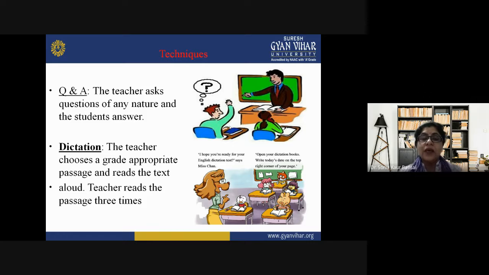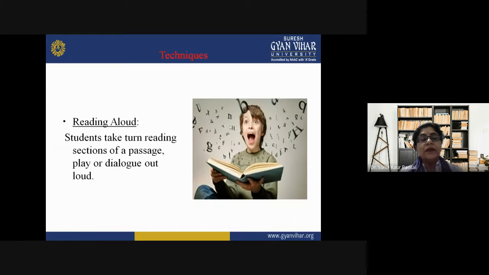So only then the teacher is directing them in English language, the students are learning, students are understanding, and gradually they will become more comfortable in English language because they have started listening in small sentences, small parts about the English language. Then reading aloud. Students take turns reading sections of a passage, play or dialogue out loud.